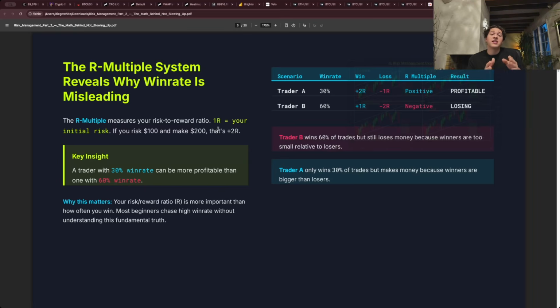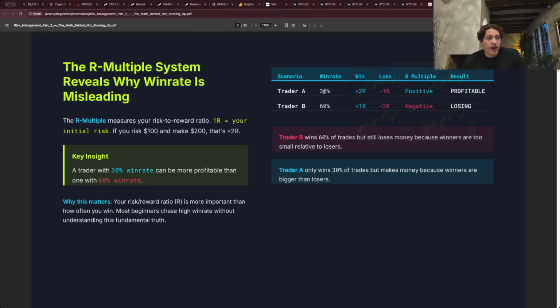You calculate it in R, and 1R is a fixed percentage that you don't change. You stick to it, okay? You can change it based on A plus, A minus, etc. setups. For example, on my A plus setups, I risk 1 to 2%. On my A setup, I risk 0.5. On B setups, I risk 0.25, or just skip the trade. And so you can go on like this.